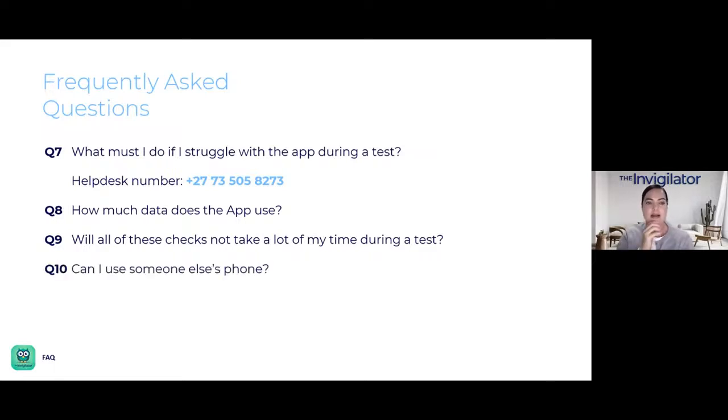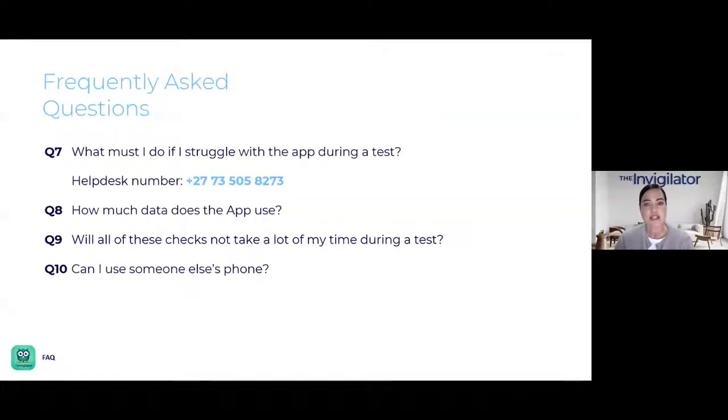Number 10, can I use someone else's phone? Our app really is compatible with all smartphones, but sometimes people have a phone that is faulty. Maybe the camera is broken or something is not working, or it got lost, or it got stolen, or it broke, whatever the case might be, life happens. And in that case, you can absolutely use someone else's phone.